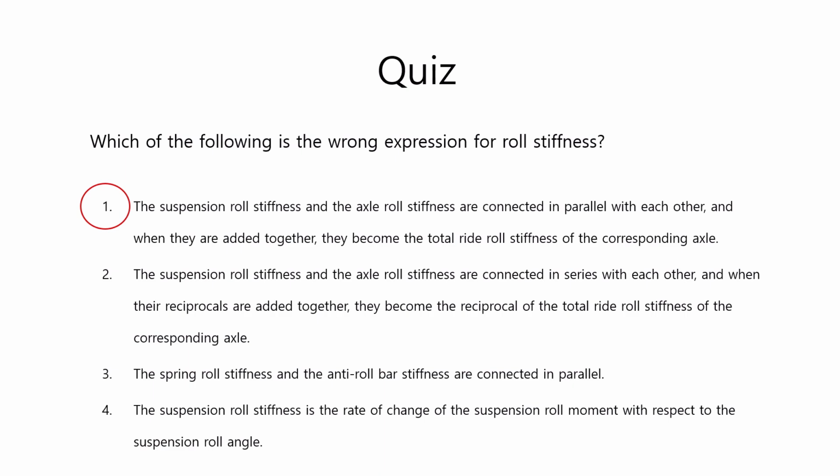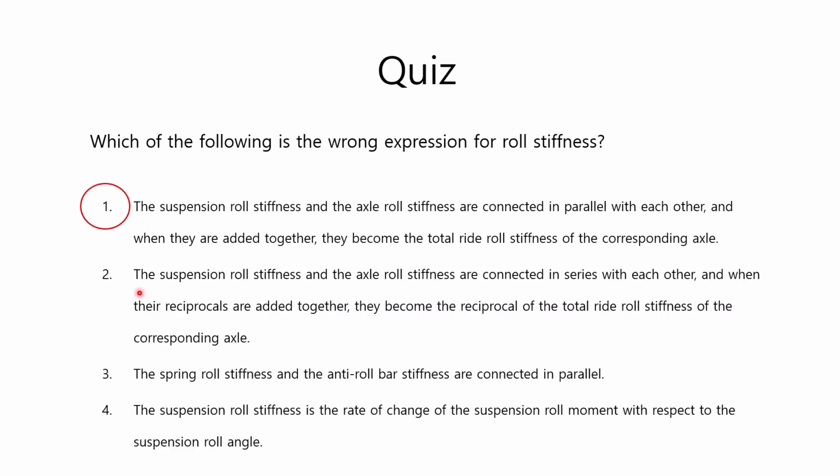Let's take a quiz. Which of the following is the wrong expression for roll stiffness? First, the suspension roll stiffness and the axle roll stiffness are connected in series, not in parallel, and the sum of their reciprocals is the reciprocal of the ride roll stiffness. Therefore, number 1 is incorrect.